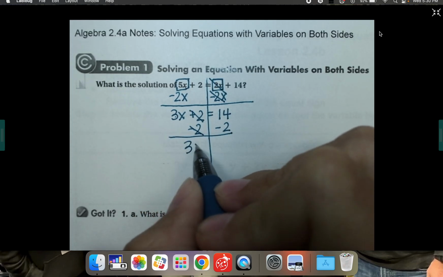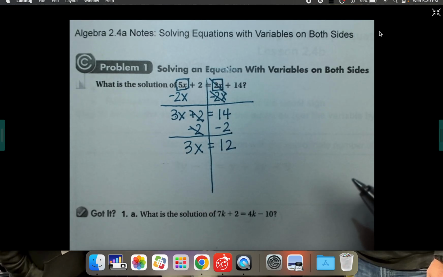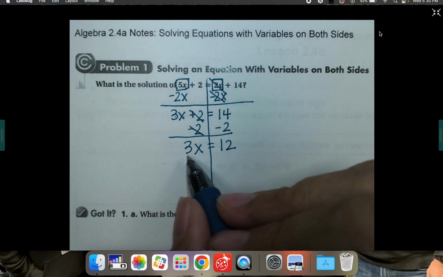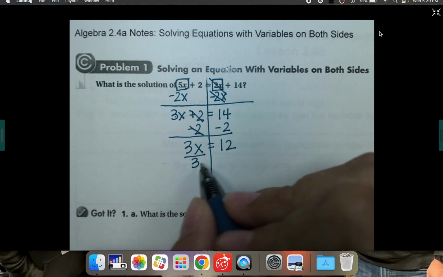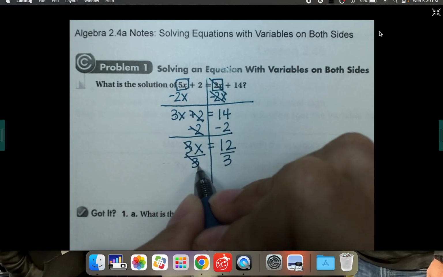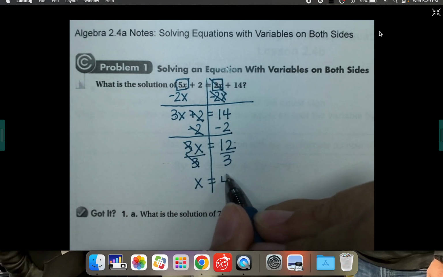You would bring down your 3x. 14 minus 2 is 12. And the last step, you would divide to separate. Now the term can be separated. Let's divide both sides by 3, so that we can get x completely by itself. 12 divided by 3 is 4.